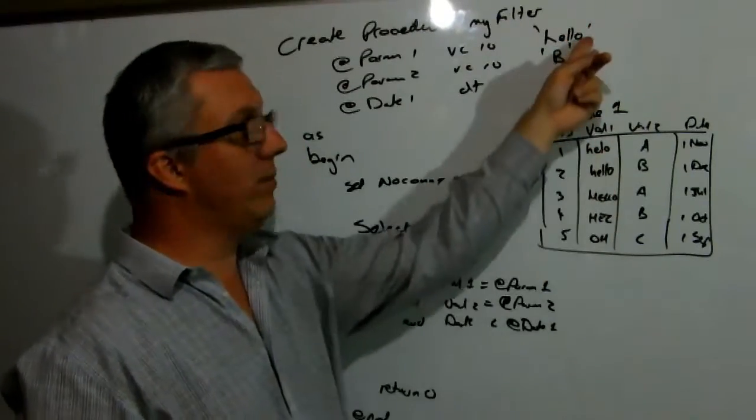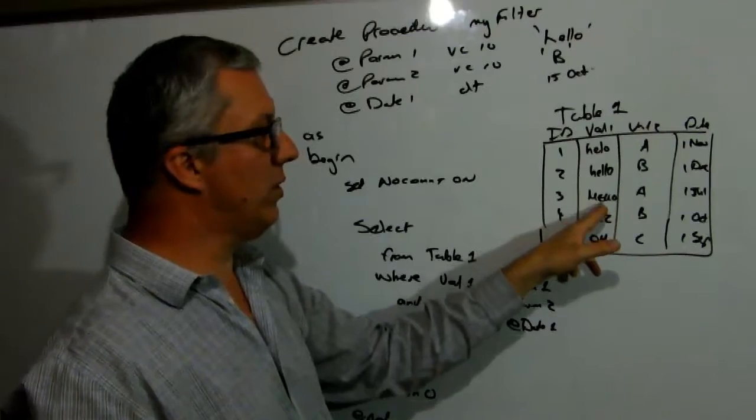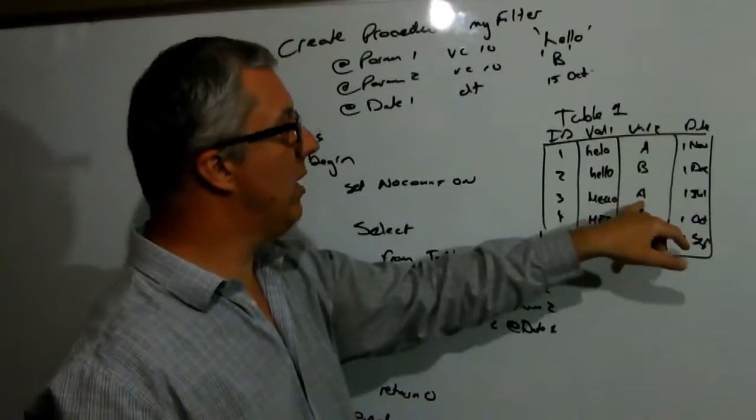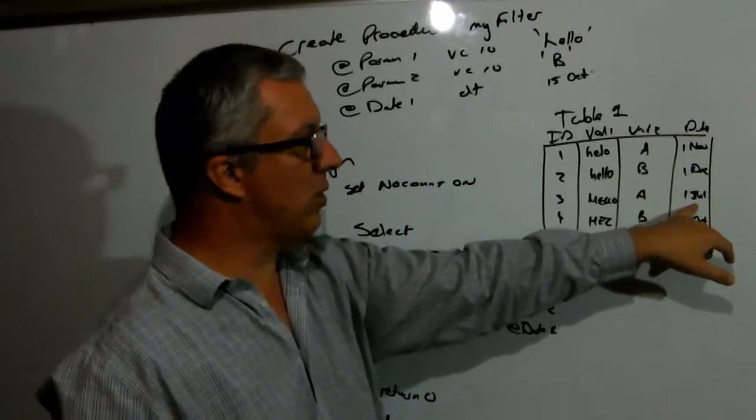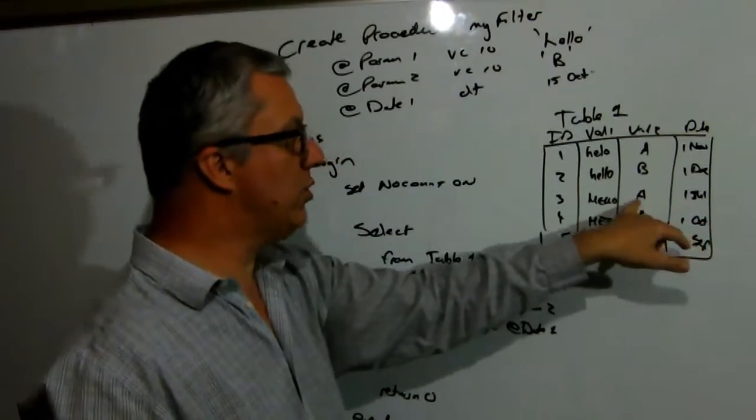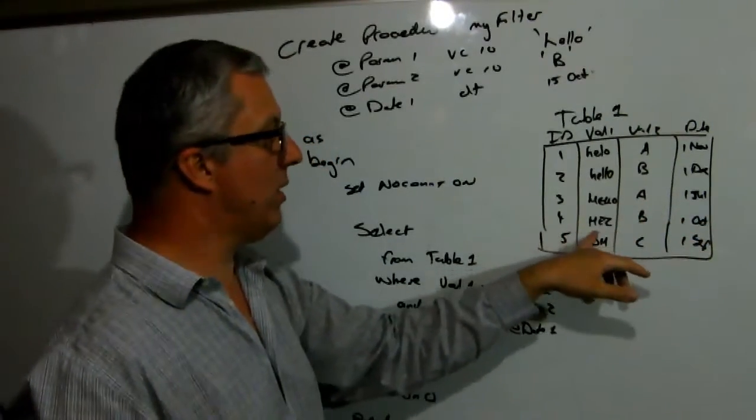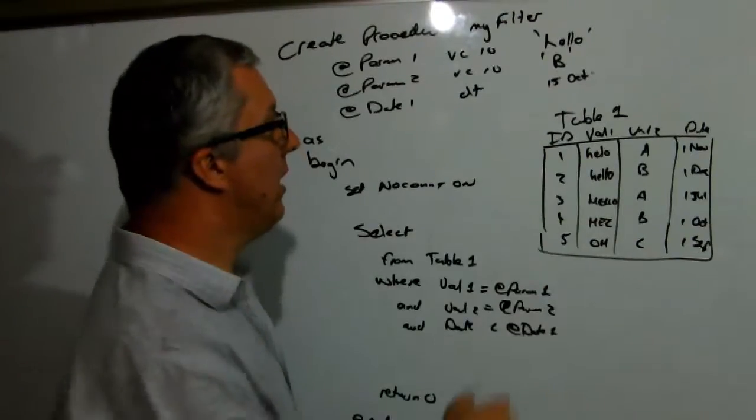So that hello will match that hello. So this one will not return. Oh, this one will return, but that's not a B, and that is 1 July, which will work. So it won't return it because the A is wrong. This one, hell is not hello, O is not hello.